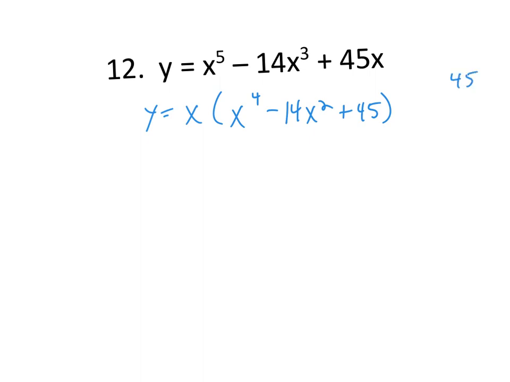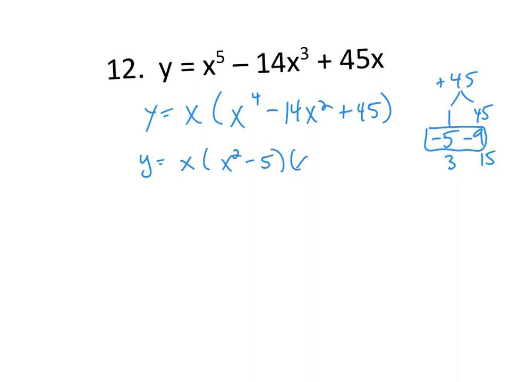45 would have factors of 1 and 45, and 5 and 9, and then 3. I forgot about 3 and 15. Okay, do any of these multiply to positive 45 but add to negative 14? And that would be negative 5 and negative 9. So it would be x squared minus 5 and x squared minus 9. And it's x squared because we have to get x to the 4th.